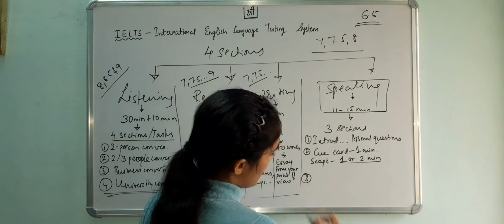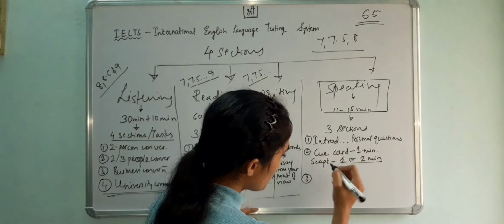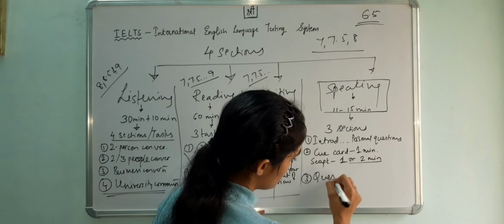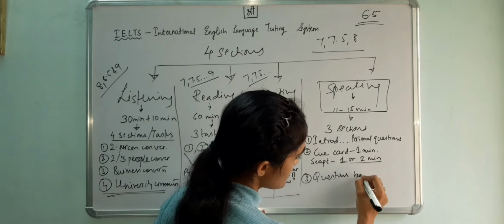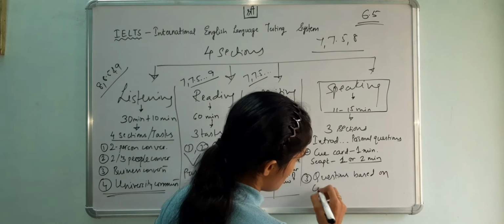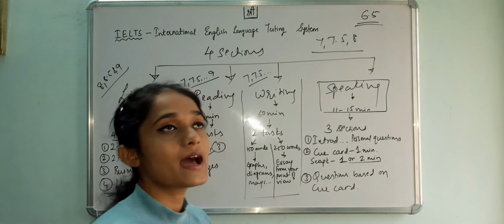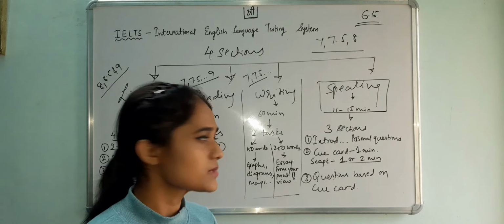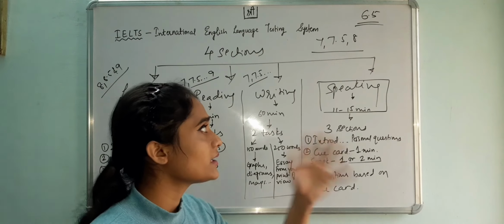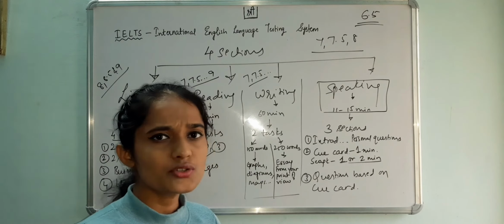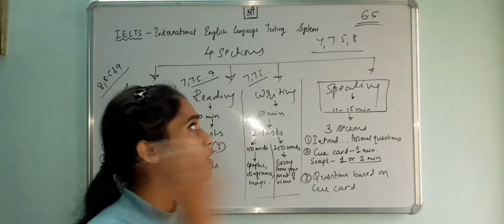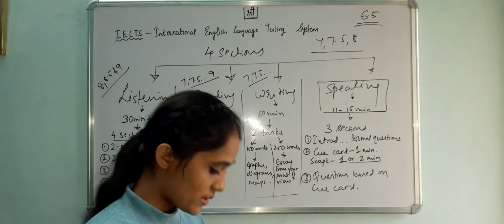Then the third task is the questions based on the cue card. Whatever you spoke about on the cue card, they'll ask some personal questions based on this. The only tip I can give for speaking is that you just have to speak all the truth you know about the particular questions asked.